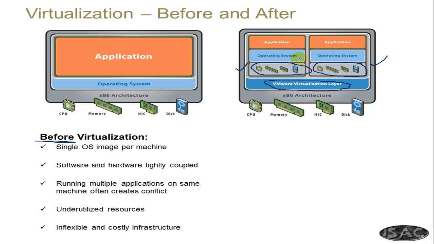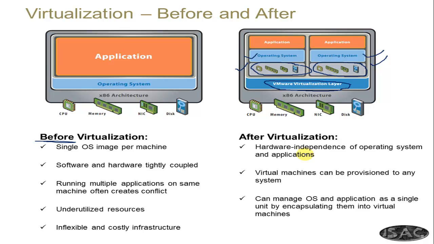Both of them can have their own operating system like this, and on top of that you can have the application. So that is the benefit of virtualization: hardware independence of operating system and application. A virtual machine can be provisioned to any system, and you can manage the OS and application as a single unit by encapsulating them into virtual machines.